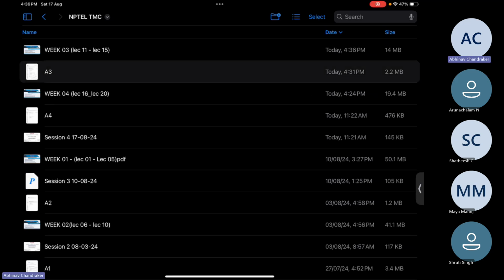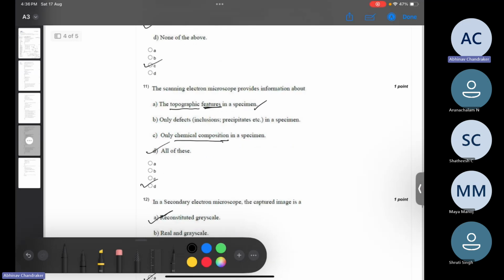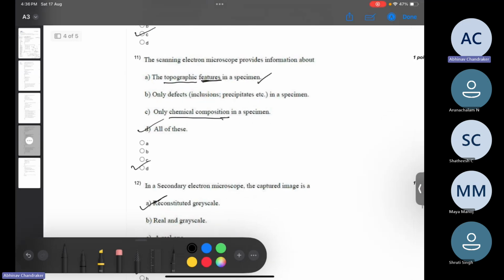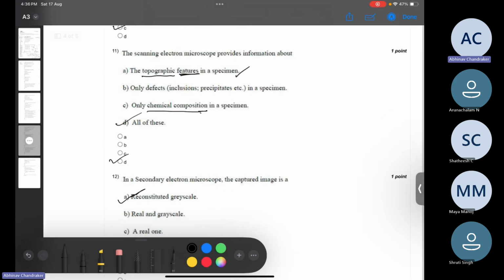I hope now it's clearer. This is the reason why SEM is a very versatile tool when it comes to characterization of your material. Based on these different signals, you can get a lot of information related to your material, right? So if this is clear, we'll move on to assignment 4.